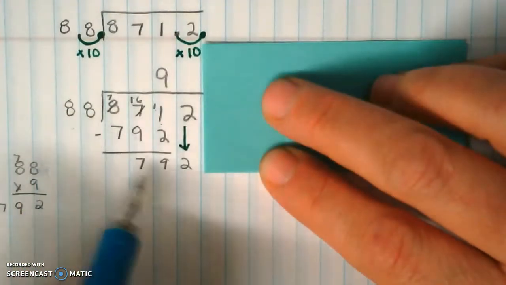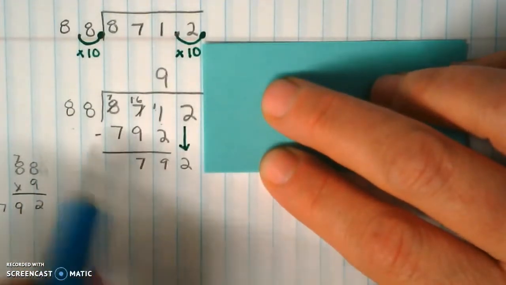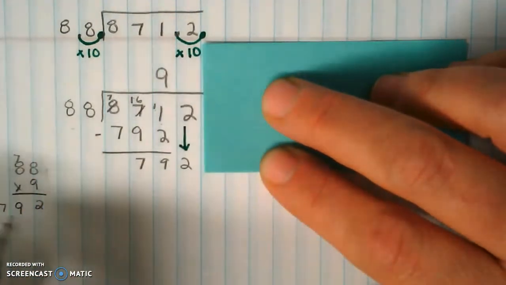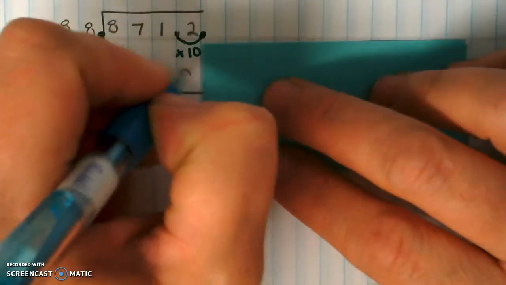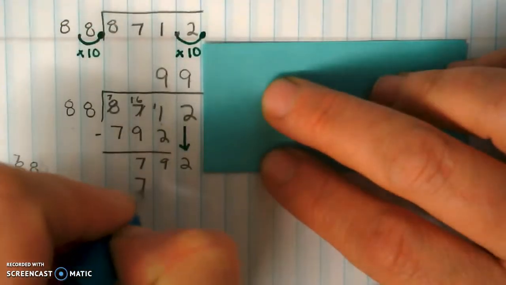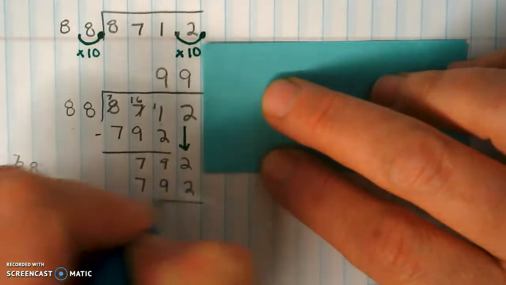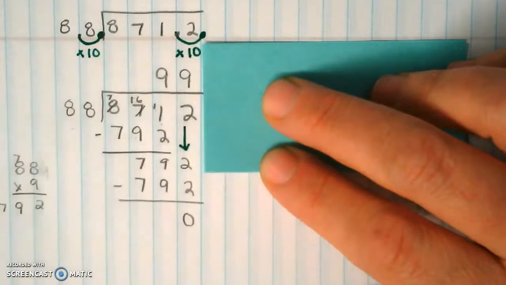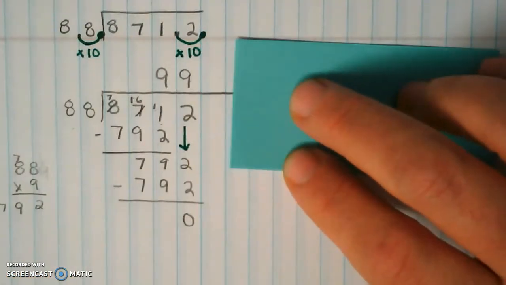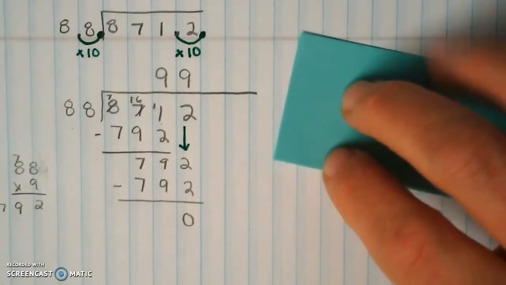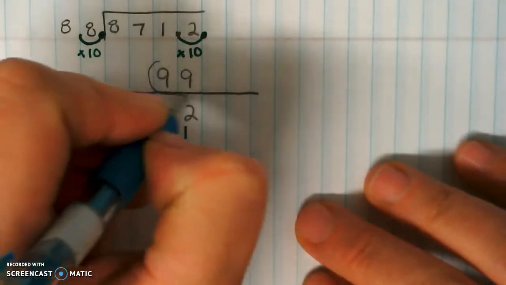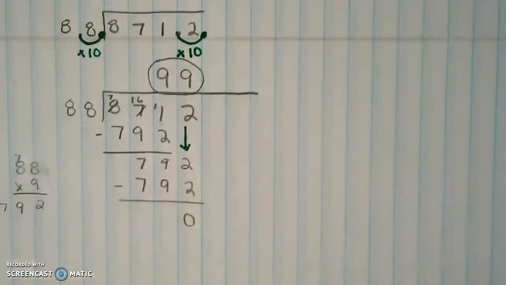And now my question is, how many times can I take 88 away from 792? Well, I already figured that guy out. It's going to be 9 times. I already know 9 times 88 is 792. And the difference between these two numbers is 0. Now I've used all my digits. I don't have a remainder. So for this problem, I'm done. The quotient is just 99. And there's no decimal to deal with because we don't have a remainder.